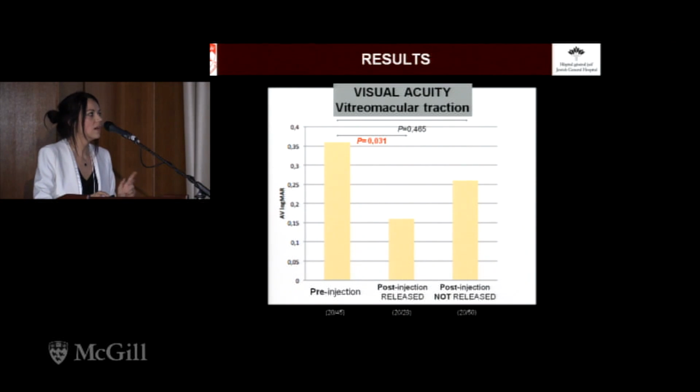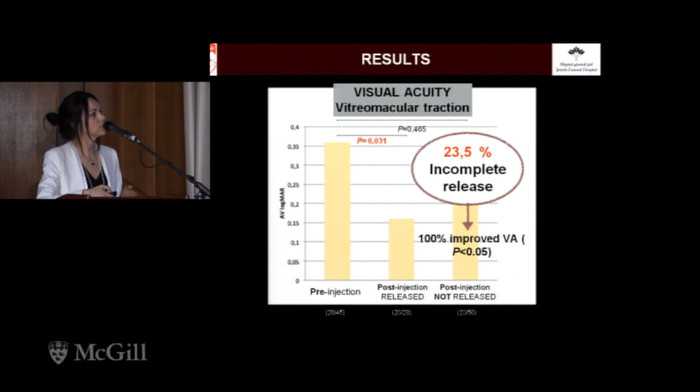So if we look at the visual acuity, here on the right, the VMT patients, that's the pre-injection visual acuity in LogMAR, and if we compare with the patients that detached and released the VMT, we see that the visual acuity improved. But in that column, we also see the patients that did not release, and we also see that the visual acuity improved. That's because we have this group that we consider therapeutic failure because it didn't detach completely, but they improved vision, and that's why this group also improved vision.